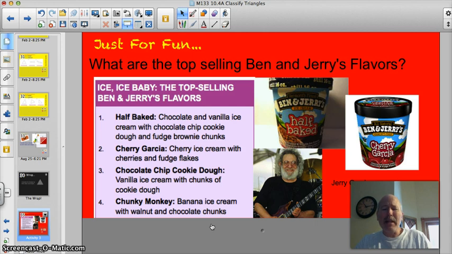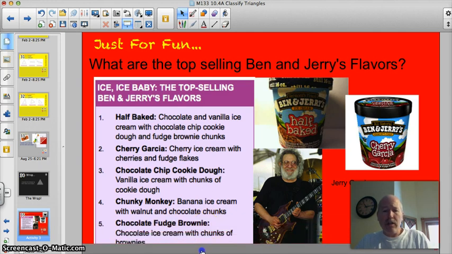I love the banana ice cream. I like the chocolate chunks, but why walnuts? My mom put walnuts in everything, so I wouldn't eat it up. Well, at least I wouldn't eat it as fast. And the last one, chocolate fudge brownie. Chocolate ice cream with chunks of brownies. Who's hungry? Check your refrigerator.